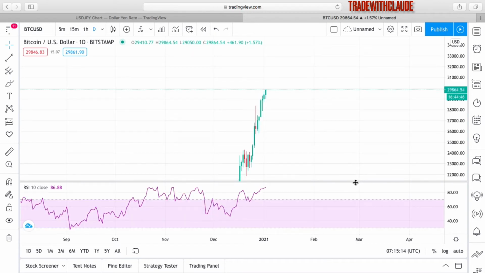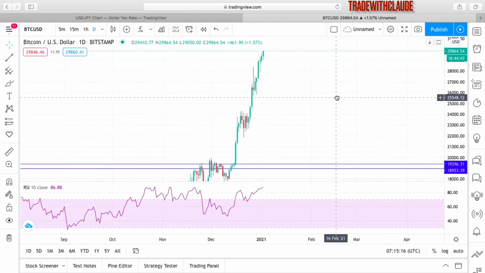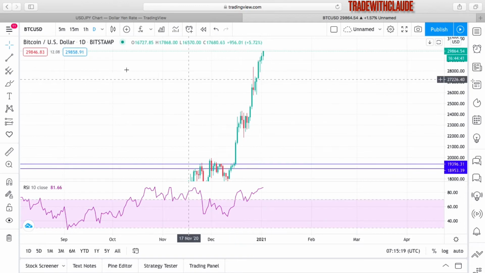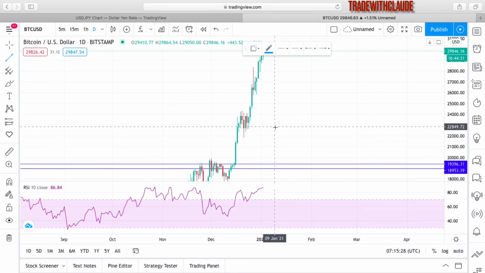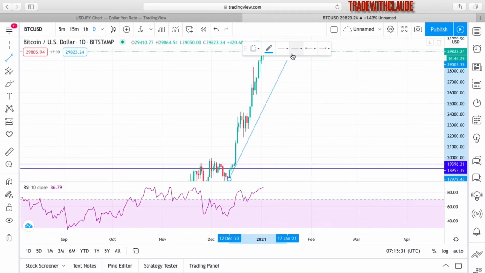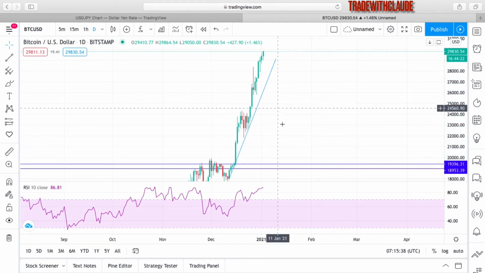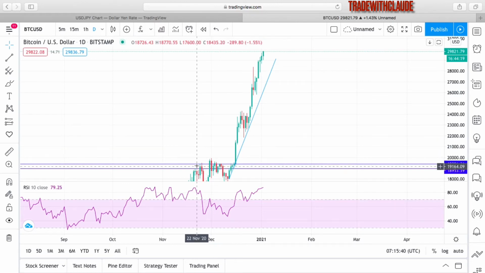Sorry, I'm trying to reduce the length of this. So when you look at the daily chart, you see that Bitcoin has been in a massive uptrend. If I bring out my trend line, you see, whoa, this has been a powerful uptrend. Bitcoin has been in a massive uptrend, even from the 11th of December.